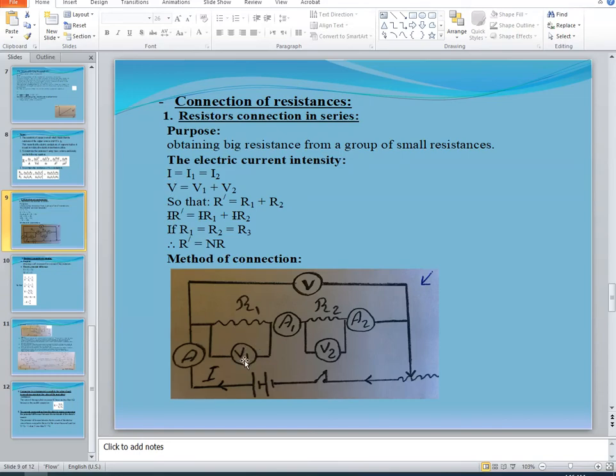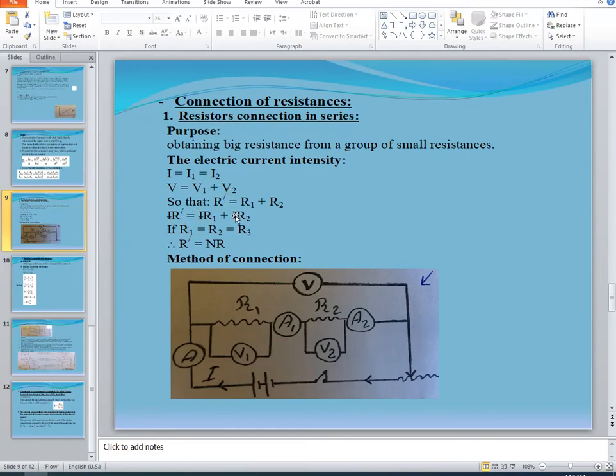But V equals IR, and the value of R1 doesn't equal the value of R2. So the value of V1, of course, doesn't equal the value of V2. V1 has a value and V2 has another value. So we can calculate V total. V total, of course, equals V1 plus V2. So we will replace V by I R dash. R dash is called the equivalent resistance, the total resistance, equals V1 equals I1 R1.